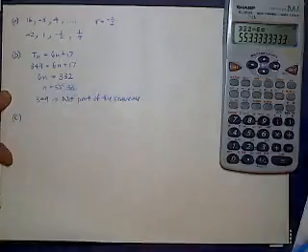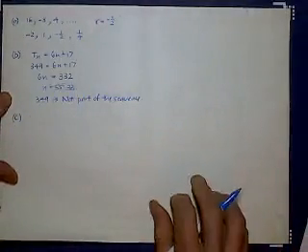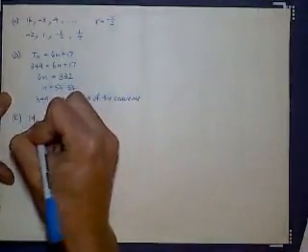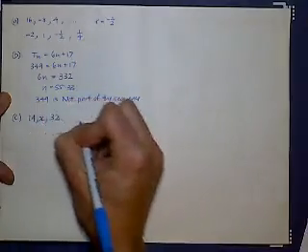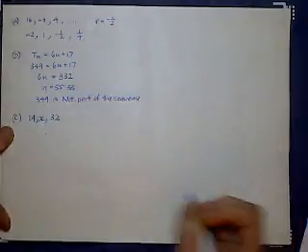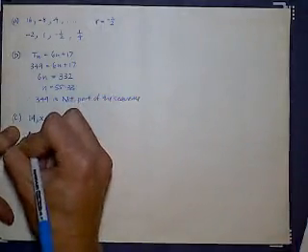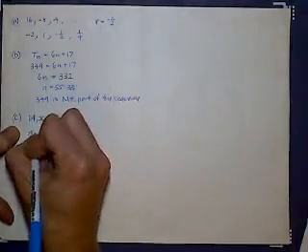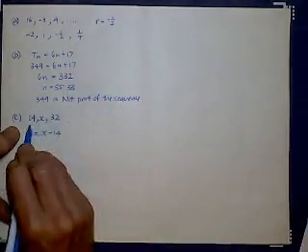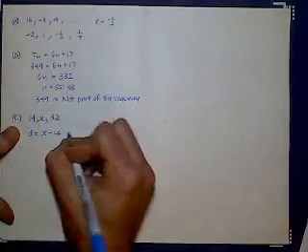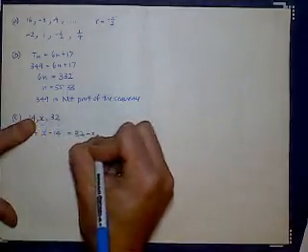Part C. Question states find x and the common difference if 14, x and 32 form an arithmetic sequence. Alright, find x and the common difference. Well, we know that the common difference d is equal to x minus 14. It's the difference between consecutive terms. And it's also equal to the difference between those 2 consecutive terms.